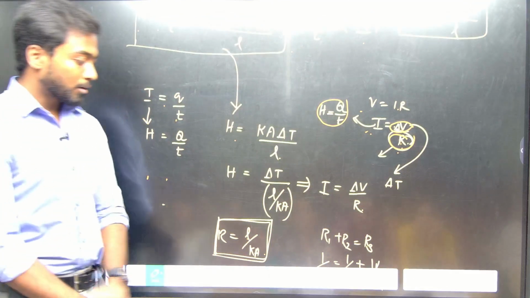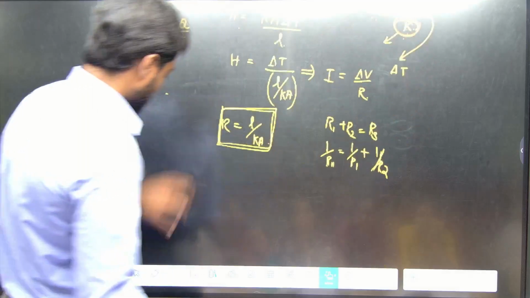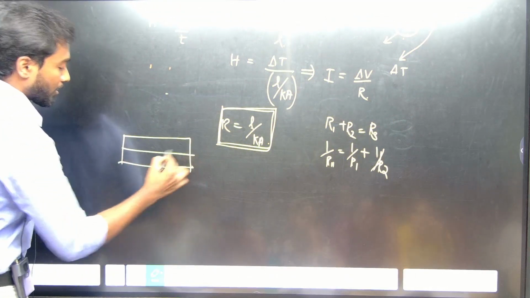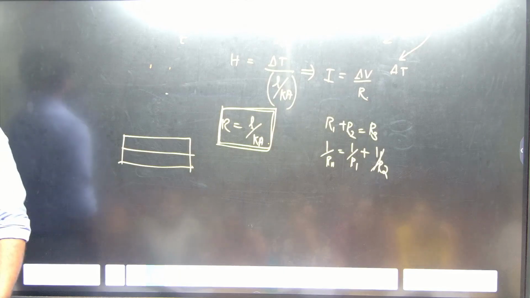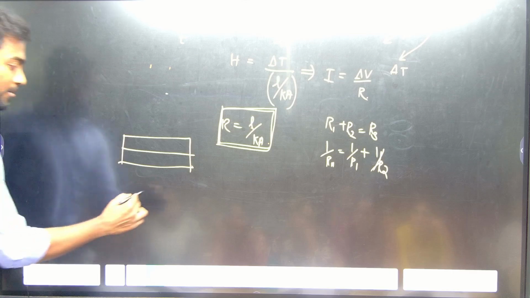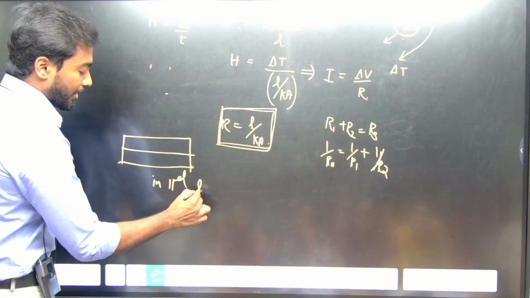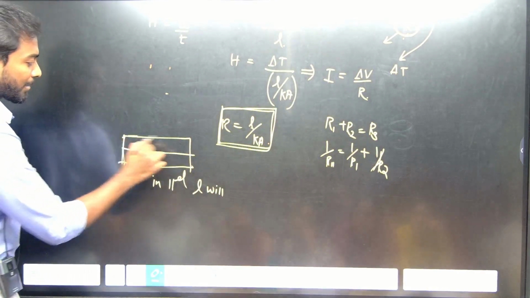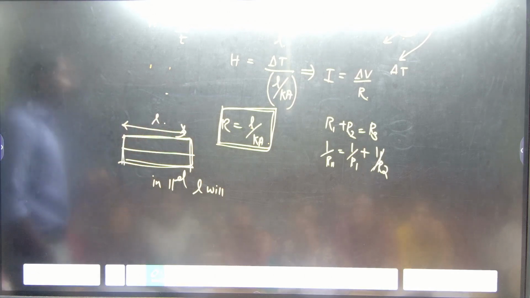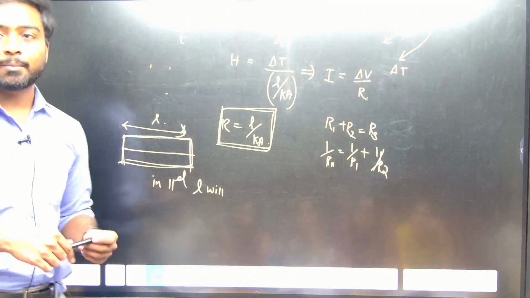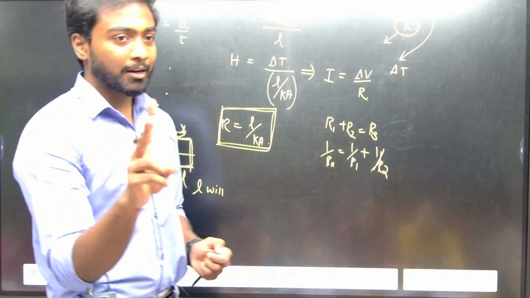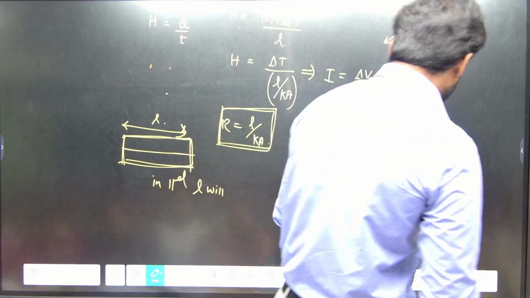Now, if I talk about this, this is my parallel. So in parallel, which is same? Length will be same or area will be same? In parallel, L will be same. Parallel, no? Length is same, no? But in series, area will be same. Okay. Remember two conditions: in series area will be same, in parallel length will be same. You can take down.